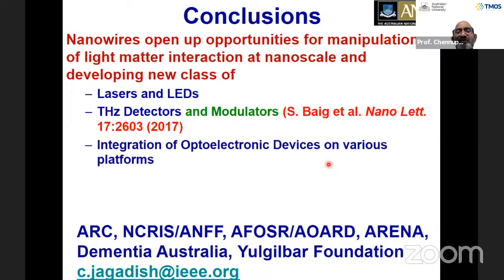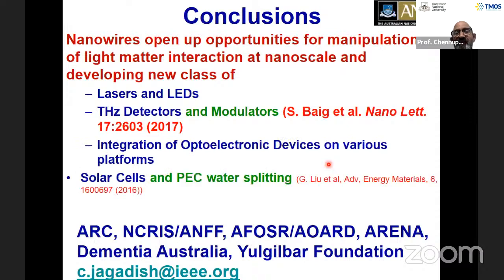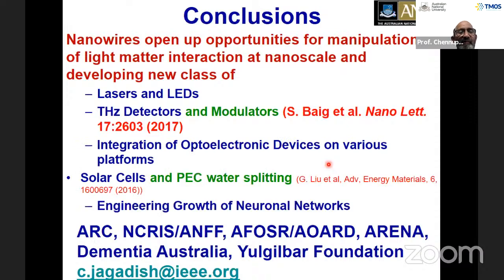In conclusion, nanowires open up opportunities for manipulation of light-matter interaction at the nanoscale and developing a new class of nano lasers, nanowire lasers and LEDs. And I demonstrated terahertz detectors, but I didn't have time to talk about terahertz modulators, integration of our nanowire lasers, also optoelectronic devices on various platforms, and also nanowire solar cells, and engineering the growth of the neuronal networks also.